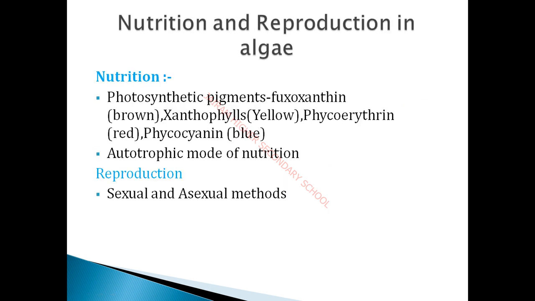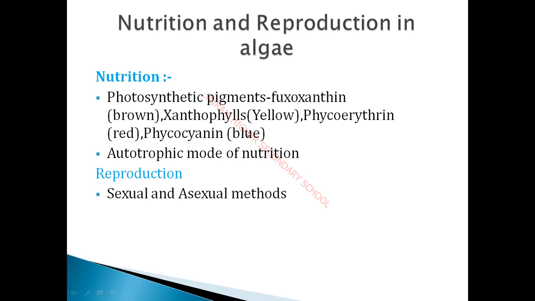Next, nutrition and reproduction in algae. So what is the mode of nutrition? As we already saw, algae has chlorophyll. If chlorophyll is present, it follows the autotrophic mode of nutrition. Apart from chlorophyll we have other photosynthetic pigments such as fucoxanthin, a brown pigment; xanthophylls, a yellow pigment; phycoerythrin, a red pigment; and phycocyanin, a blue pigment.